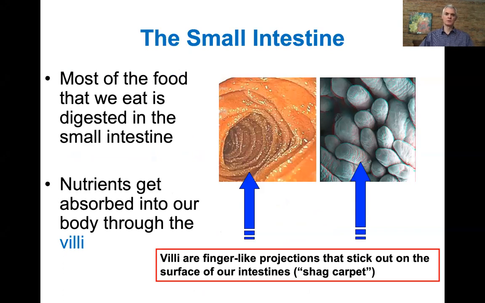As you know, most of the food that we eat is digested in the small intestine. Nutrients get absorbed into our body through the villi, which are finger-like projections that project into the small intestine. I often describe them to families as looking like a shag rug carpet.